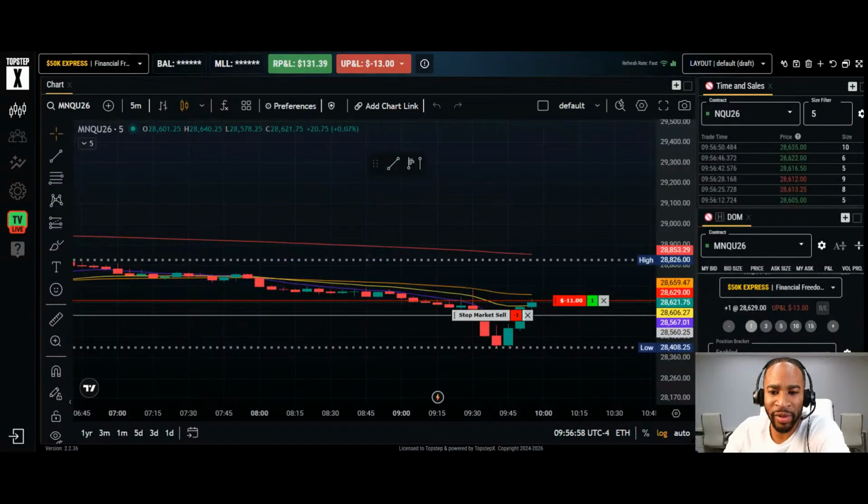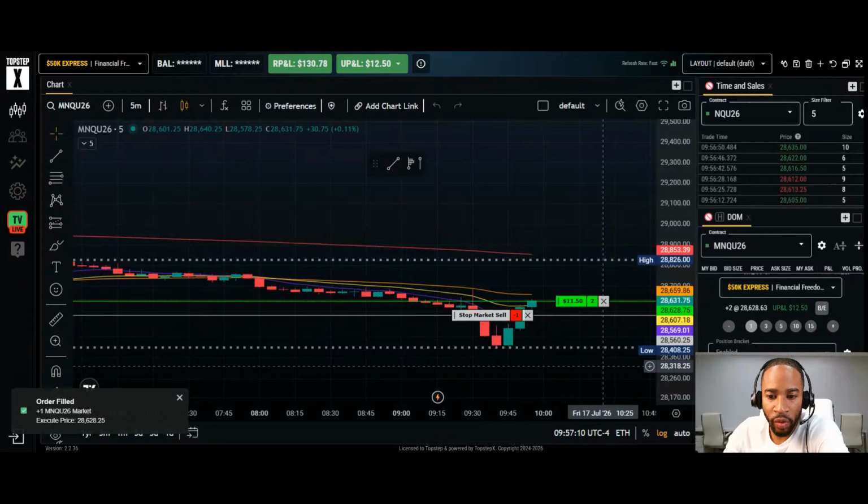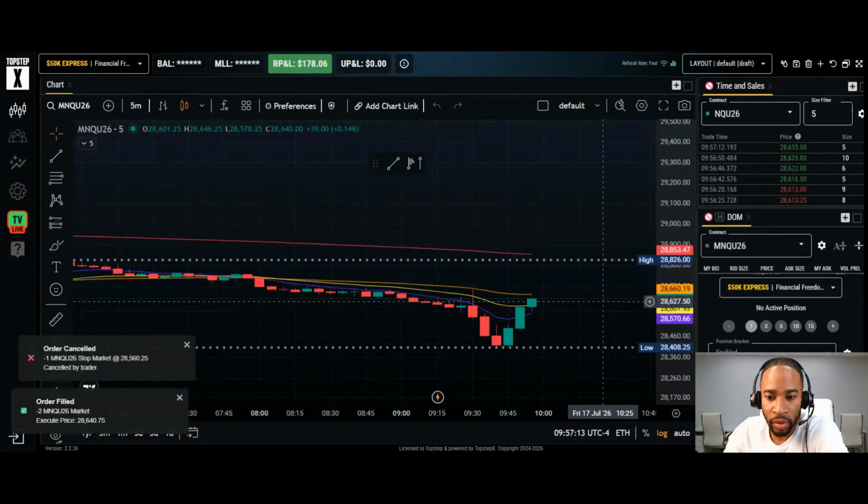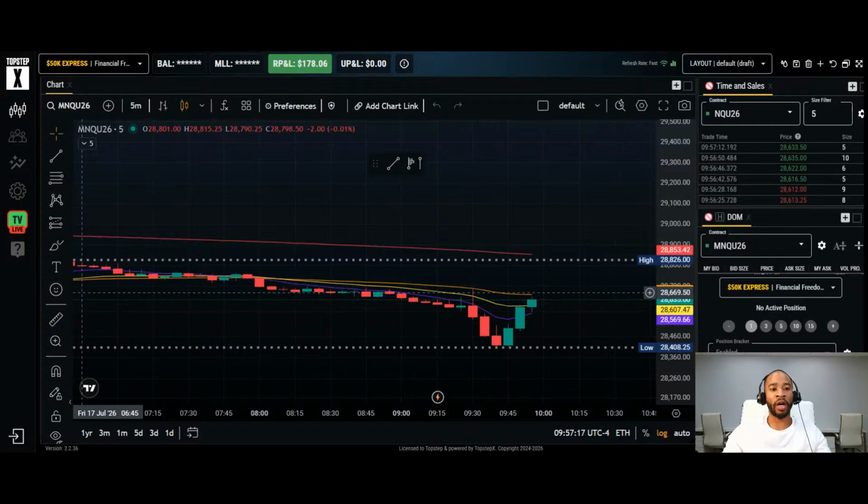I'm thinking about adding some additional contracts because it looked like we're possibly hitting up there towards VWAP. Our VWAP is priced at $28,728. All right, order filled. Let me add one more right here, family. Beautiful. Order filled. That was beautiful, family.